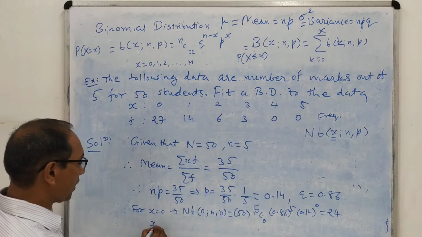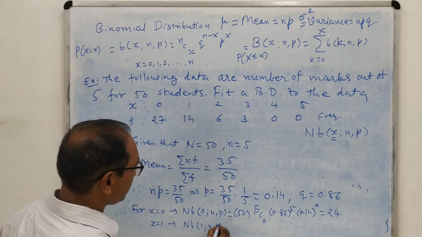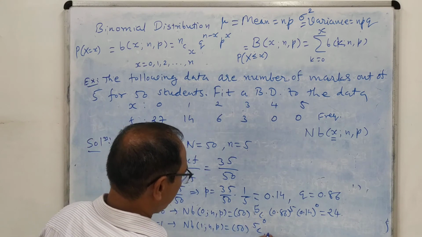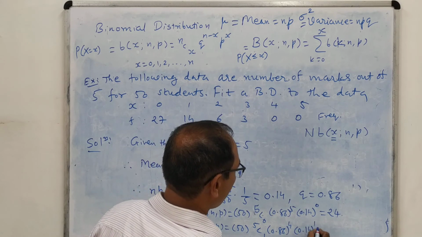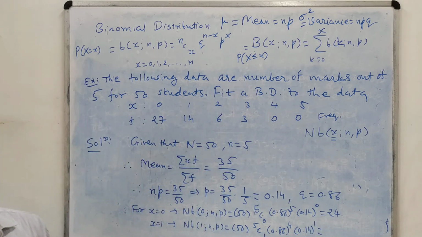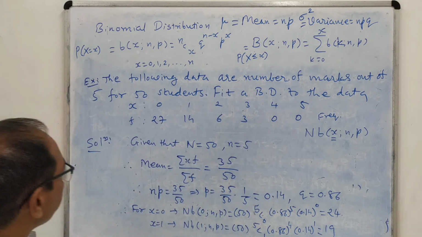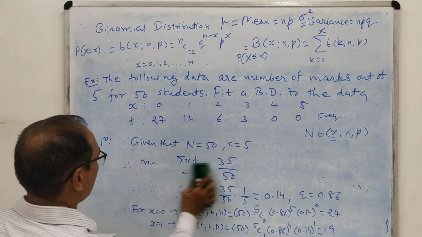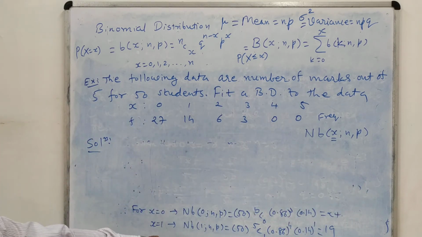Then for x equal to 1, you can find out capital N into B(1, n, p) equals 50 into 5C1, 0.86 raised to 4 into 0.14 raised to 1. 5C1 is 5, and hence you can find out that this value is 19. Then you can find it for x equal to 2, x equal to 3, x equal to 4 and x equal to 5.